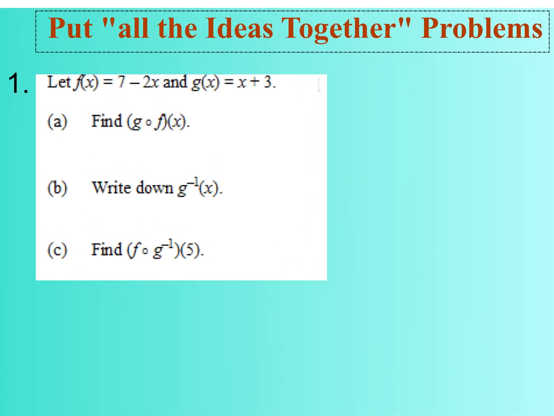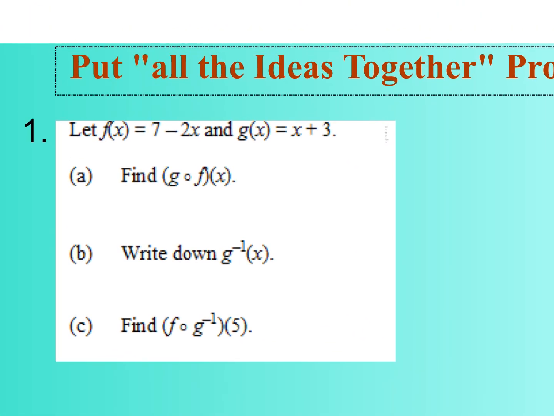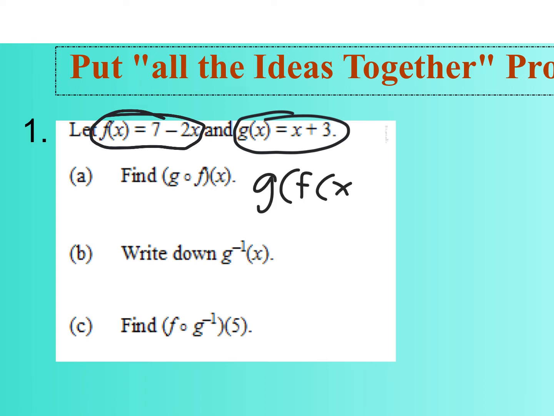So, this is kind of a combo of the last 2 days and today. This function, make g of f of x. Everybody do that, please. Figure out the answer to that. Then I just taught you how to find inverses by switching x and y around. So remember, it has to be solved for y, and make me the inverse of g. And then last but not least, find f of the inverse of g of 5.